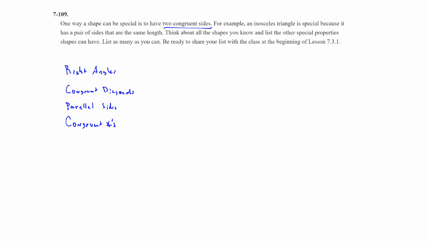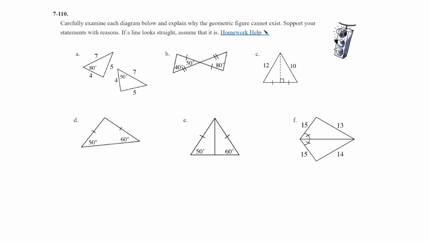So there's a few, but there are lots more in terms of things that we've talked about. So just keep continuing to add to the list, and then when we get to lesson 7.3.1, that'll be part of the conversation. Question 110.